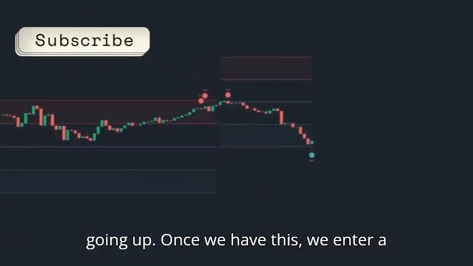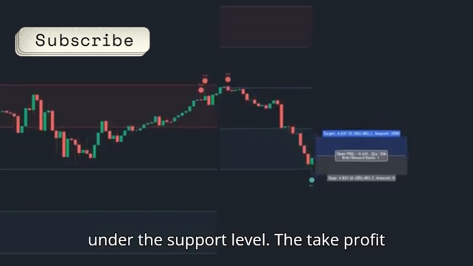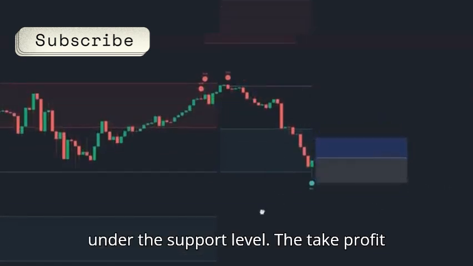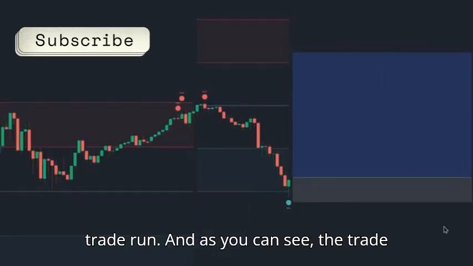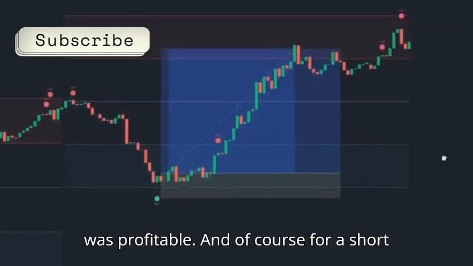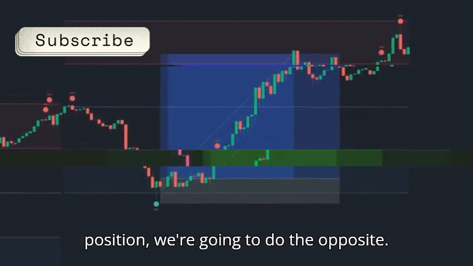Once we have this, we enter a long position. The stop loss can go right under the support level. The take profit is going to be somewhere in the middle of the upper resistance level, letting the trade run. And as you can see, the trade was profitable. And of course, for a short position, we're going to do the opposite.